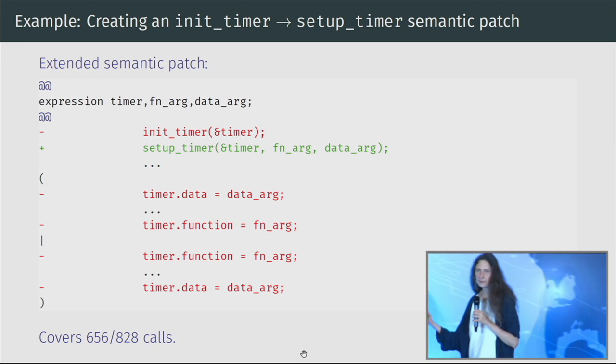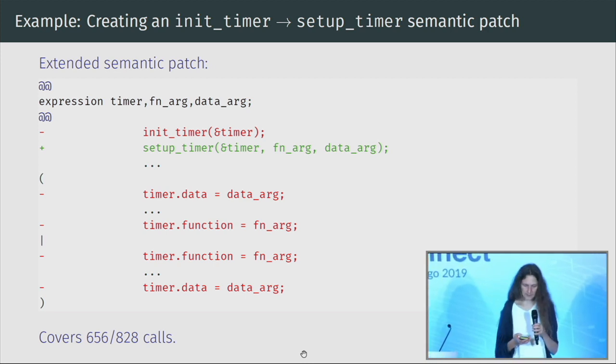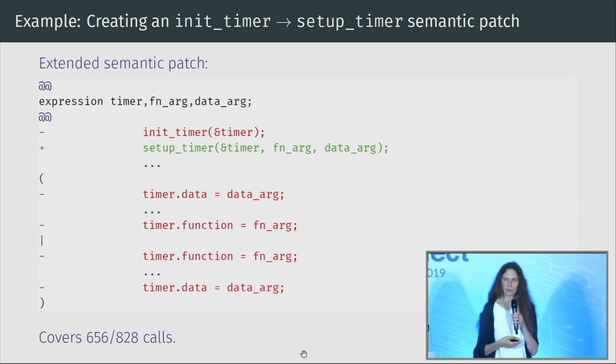So we've tried not to deviate too much from the C syntax, but we have to deviate a little bit to make things more expressive. Here we have two options. One is timer comes before function, and one is function comes before timer. When you have these sequences of options, it's going to look at the first one and do that. If that works, it just stops there. Otherwise, it moves on and tries the next one. So now we're up to 656 calls, that's almost three quarters of the work.